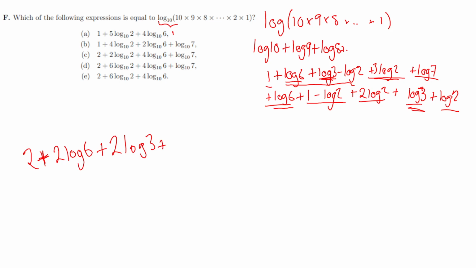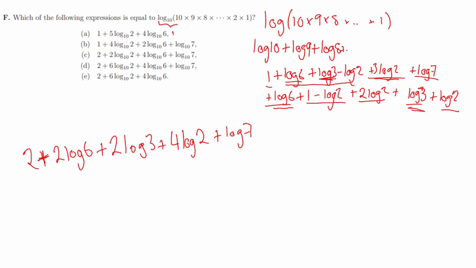Now we count our log 2s. So we have minus 1. We have plus 3, so now we're at 2. Minus 1, so we're at 1. And plus 2, so we're at 3. And then finally we have 1 more, so we're at 4. So we have 4 log 2. And then we have our log 7.